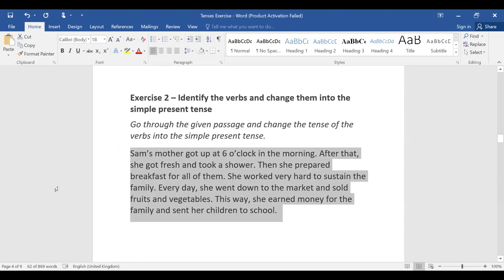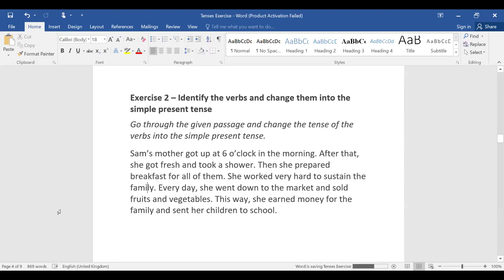Sam's mother got up at 6 o'clock in the morning. After that, she got fresh and took a shower. Then she prepared breakfast for all of them. She worked very hard to sustain the family. Every day she went down to the market and sold fruits and vegetables. This way she earned money for the family and sent her children to school.